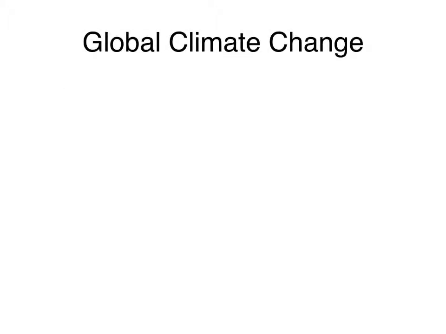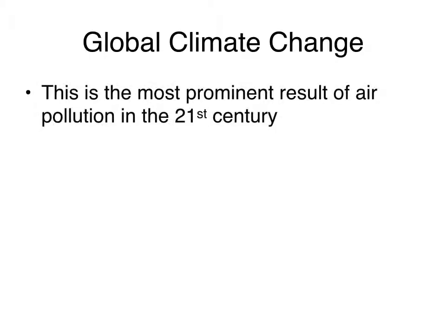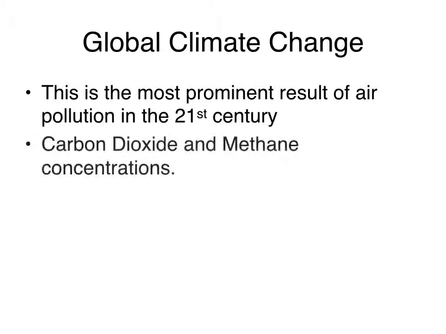Okay, now if that wasn't big enough, we've got the big biggie, global climate change. This is the most prominent result of air pollution in the 21st century. There are definitely carbon dioxide and methane concentrations that have more than doubled, and carbon dioxide has certainly risen by nearly 30% since the Industrial Revolution.